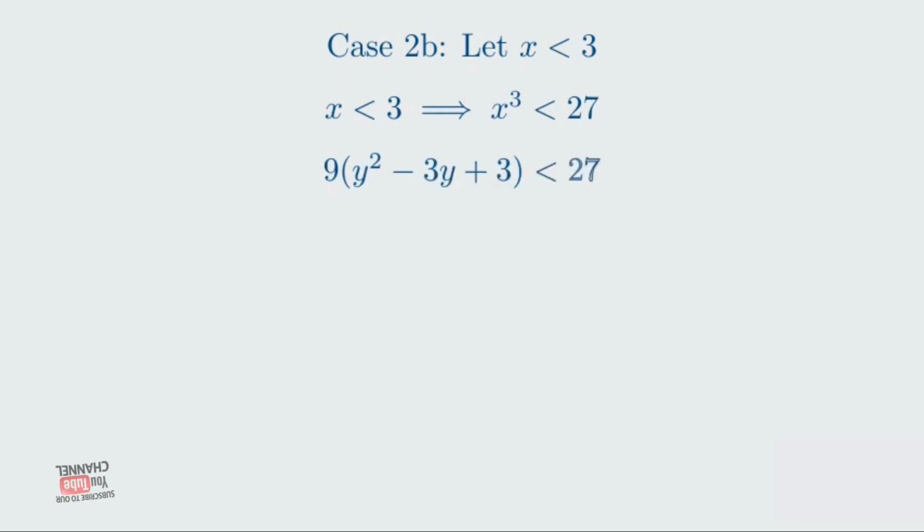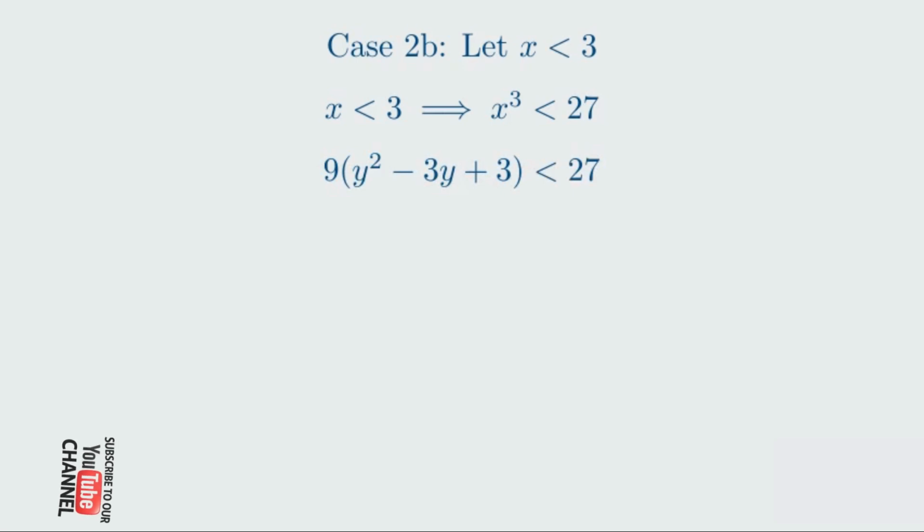So, we've proven that x cannot be greater than 3. What about the other side? Could x be less than 3? Let's explore this possibility. What if x is less than 3? If x is less than 3, then x cubed must be less than 27. From our first equation, this means that 9 times the y expression must be less than 27.